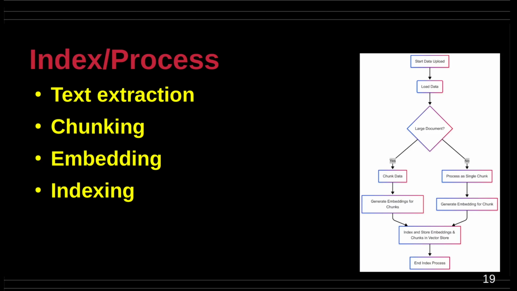In indexing, the generated embeddings, along with the corresponding text chunks and metadata, are then stored in a specialized database optimized for vector search. This is often referred to as a vector store or vector database. Indexing in this context means organizing these vectors in a way that allows for efficient similarity search.